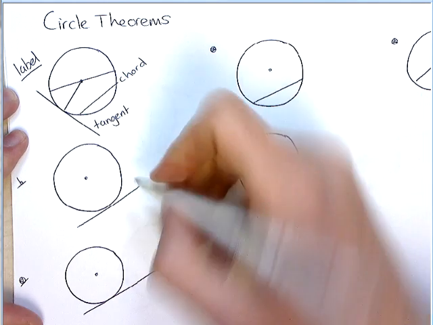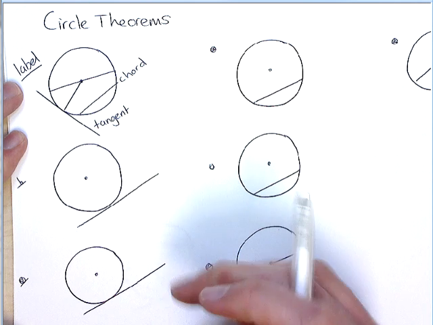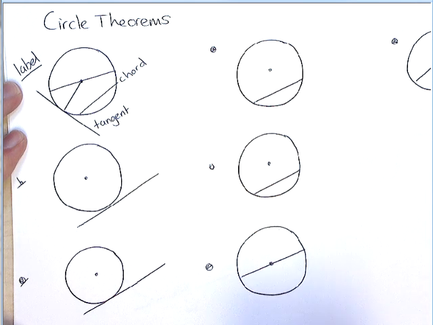So the first three I'm going to talk to you about are ones with tangents. So if there's a tangent, I'm going to try and get into your brain what to look for. If there's a chord, I'm going to tell you what to look for. If there's a radius, I'm going to tell you what to look for.